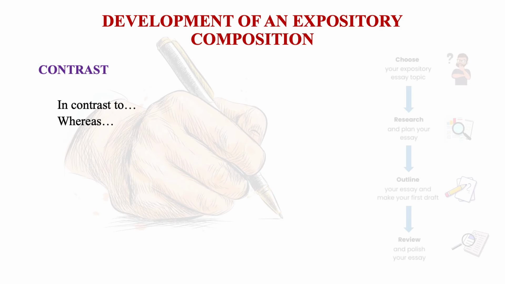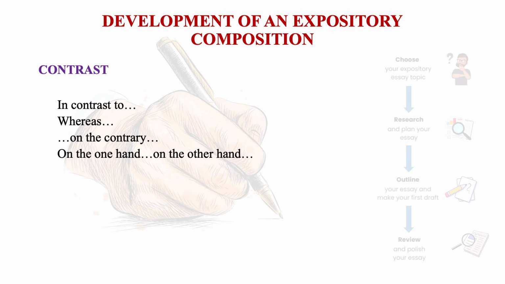Similarly, to bring contrast, there are other specific expressions, such as in contrast to A, then you can talk about B, whereas A deals with this, B deals with other things, or you can say on the contrary. Then there is a very famous expression used for contrast, which is on the one hand you talk about A, then on the other hand you talk about B. So these are the expressions, also known as linking devices, which are used to make comparisons and also make contrasts.